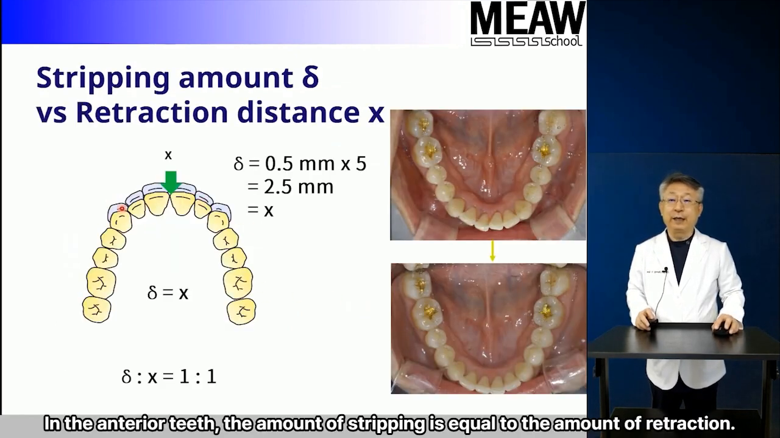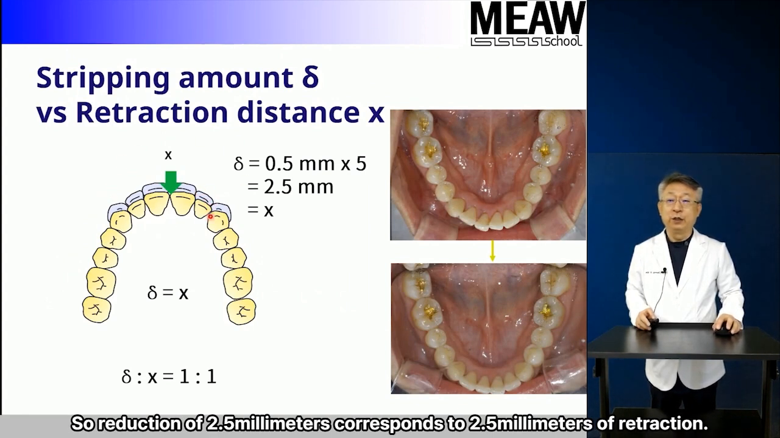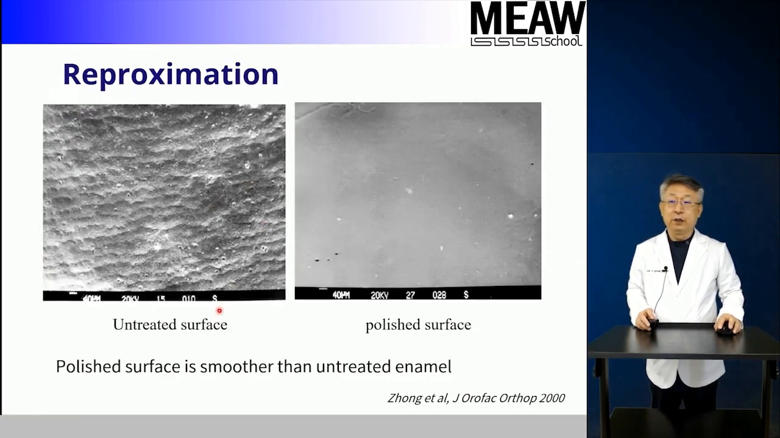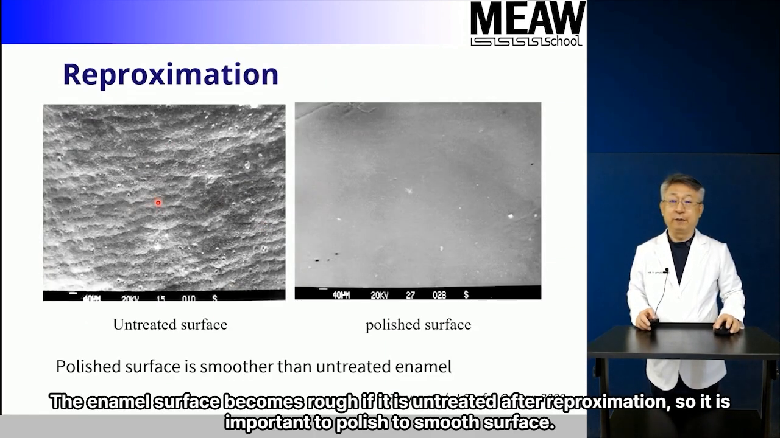In the anterior teeth, the amount of stripping is equal to the amount of retraction. So reduction of 2.5 millimeters corresponds to 2.5 millimeters of retraction. The enamel surface becomes rough if it is untreated after reproximation, so it is important to polish to smooth surface.